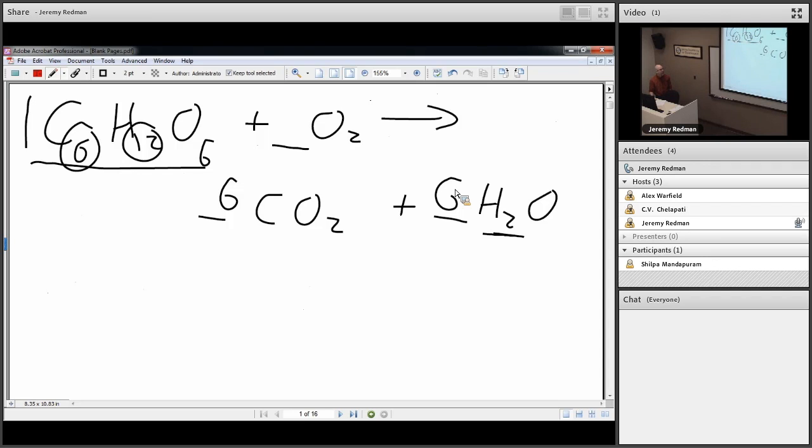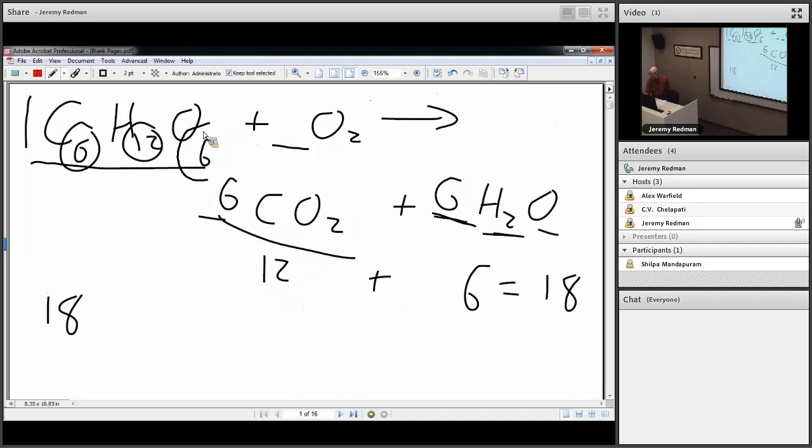And then at the end, we balance the oxygen. We look on the right-hand side, and I have 6 times 2, I have 12. I have 6 times 1, I have 6. On the right, I have 18, which means on the left, I must also have 18. But there are 6 already in glucose. 18 minus 6 is 12. I need 12 oxygens, O2, subscript is 2, so 12 divided by 2, we need 6. So if we were balancing this equation, this would give us a nice balanced form of the expression.